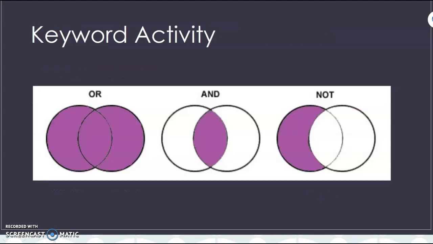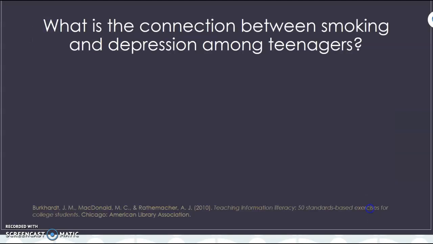Just to visually show you with the Venn diagrams, OR is going to expand your search, give you more articles and options, and AND is going to narrow it. That's what you're going to use to combine the different elements that you're researching. And NOT will exclude a whole section of your Venn diagram. You may find it to be helpful, maybe not.